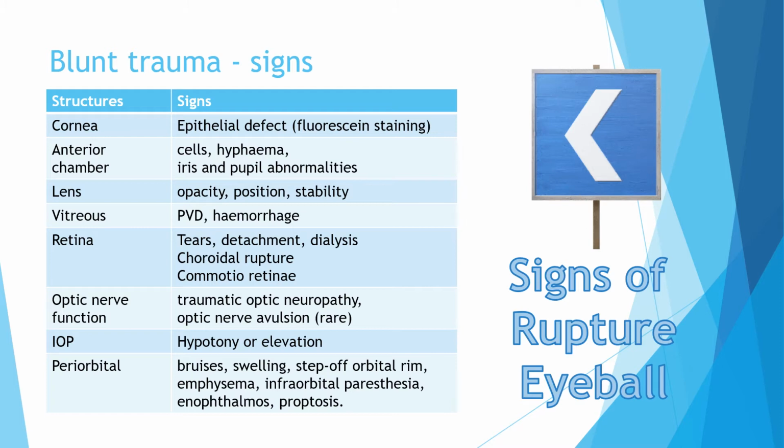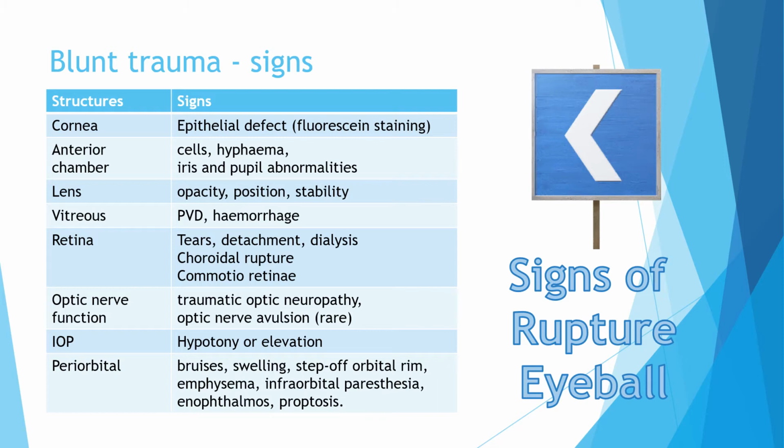For the retina, all sorts of things can happen, including retinal tear, retinal detachment, retinal dialysis, choroidal rupture, and also what we call a commotio retinae, meaning fragmentation of the photoreceptor and intracellular edema, and these usually resolve by itself.